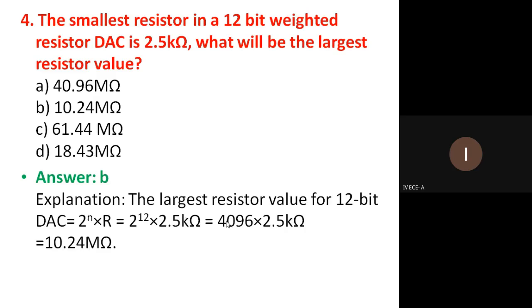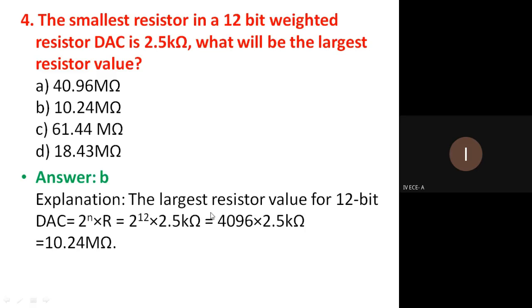Next, problem number 4. The smallest resistor in a 12-bit weighted resistor DAC is 2.5 kilo ohm. What will be the largest resistance value? Right. Earlier I mentioned a drawback of the weighted resistor type. The smallest value is 2.5 k.